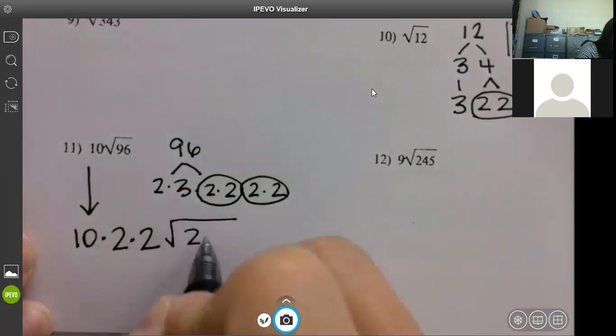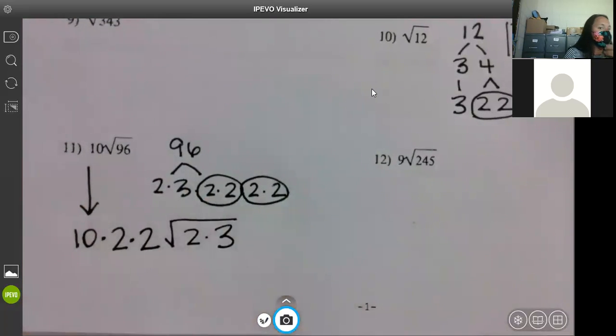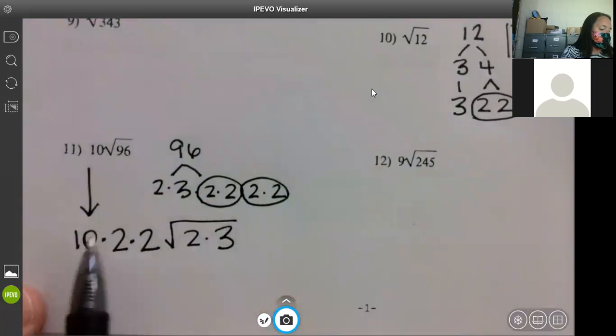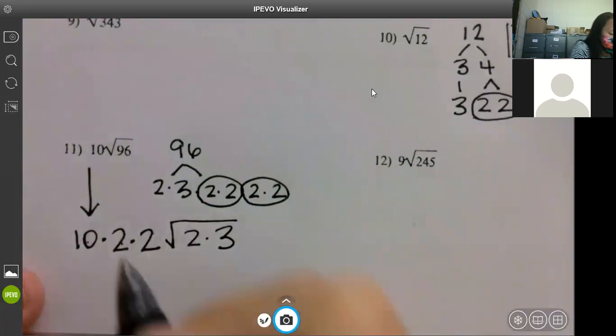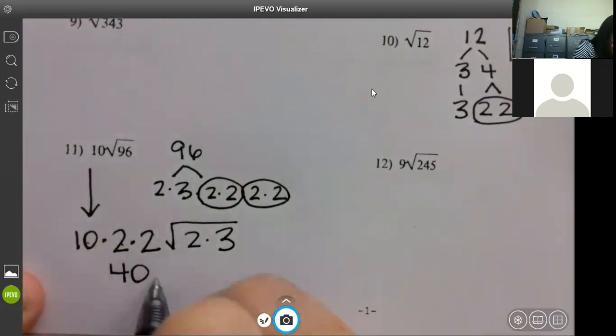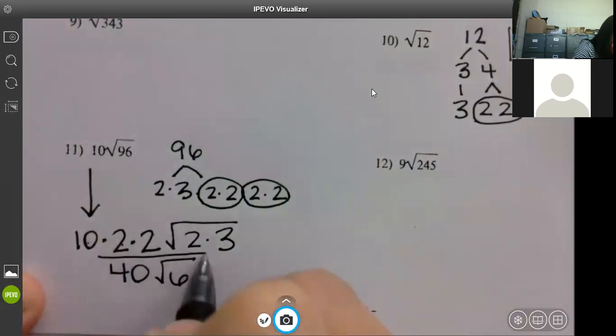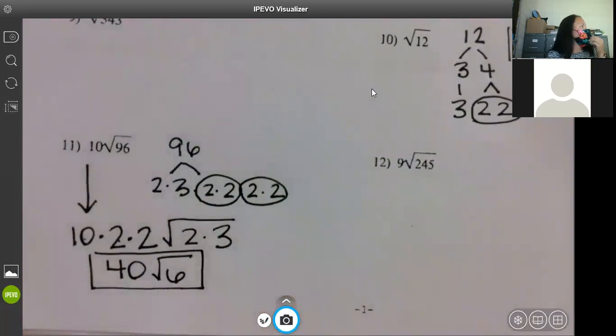We did not circle a 2 and a 3. Now just simplify it like you did before. So the only difference is I'm going to keep that number on the outside. So it's 10 times 2 times 2, and then 2 times 3. That's it. So it's no different when you have a number on the outside. You're just multiplying that in as well.